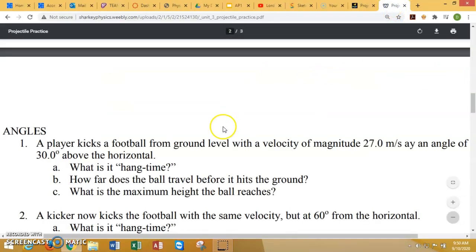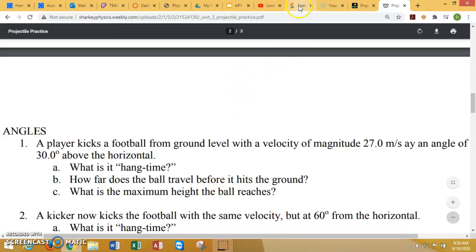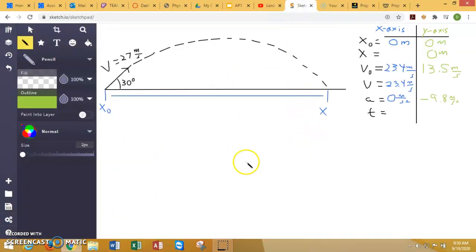Go back and look at our problem. They want what's called hang time. So they're wanting time. If you ever watched a football game, when they have a kickoff or a punt, they'll put a little clock in one corner and they'll time how long the ball is in the air. So that's what they want. They want the time for the ball to be in the air. So we're looking for time.